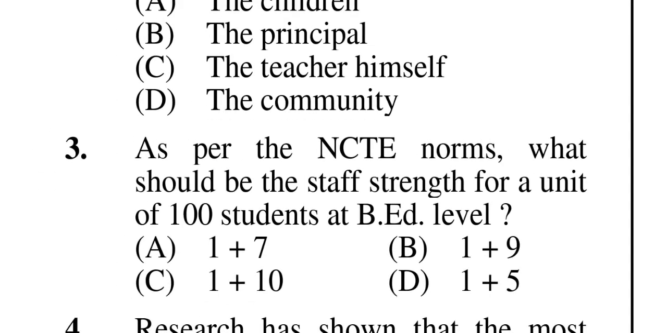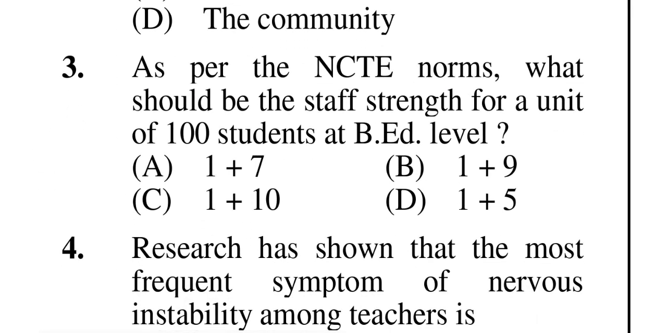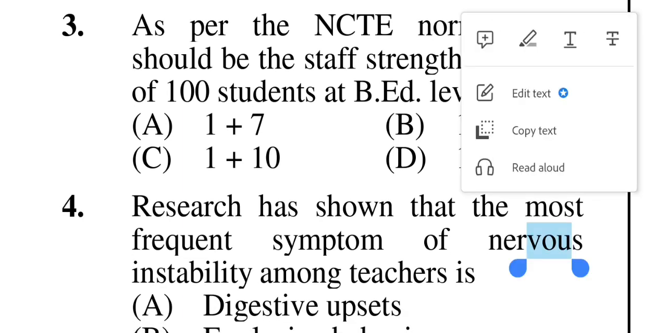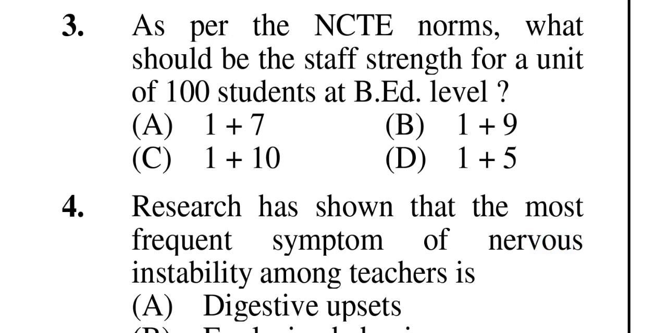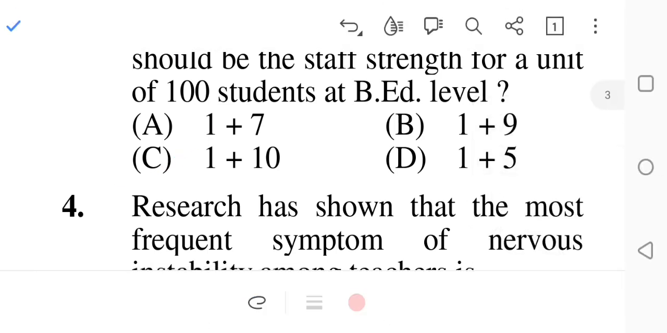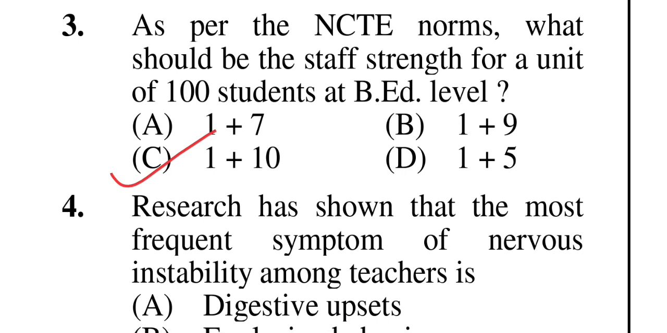Okay. Next question. As per the NCTE norms, what should be the staff strength for a unit of 100 students at B.Ed level? 1 plus 7, 1 plus 9, 1 plus 10, 1 plus 5. So the correct option for this question, according to my research, will be 1 plus 10. Okay, that is C. As per the NCTE norms, 1 plus 10 should be the staff strength for a unit of 100 students at B.Ed level.